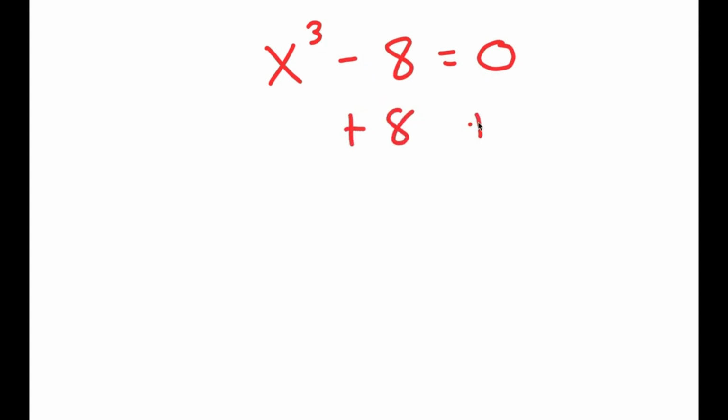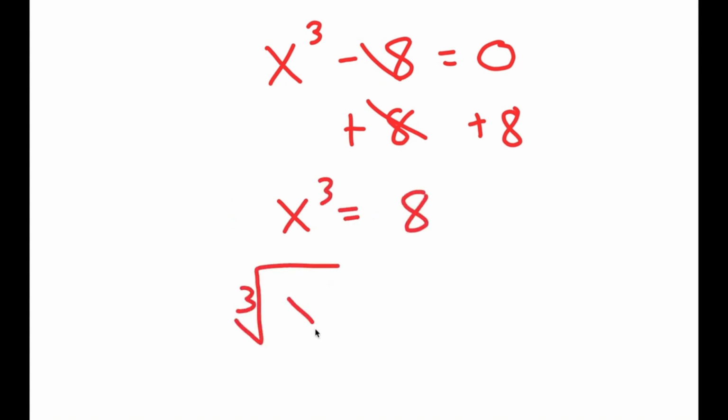Alright, so in this video, I'm going to solve the equation x to the power of 3 minus 8 is equal to 0. How most people solve this equation is they add 8 on both sides. So I get x to the power of 3 is equal to 8. And then they take the cube root on both sides.